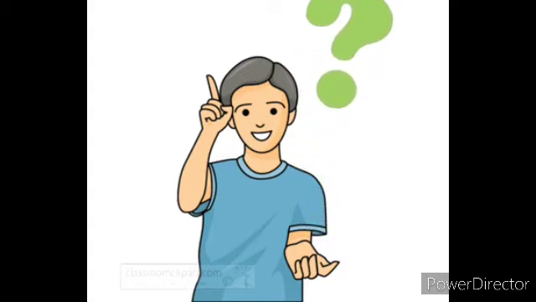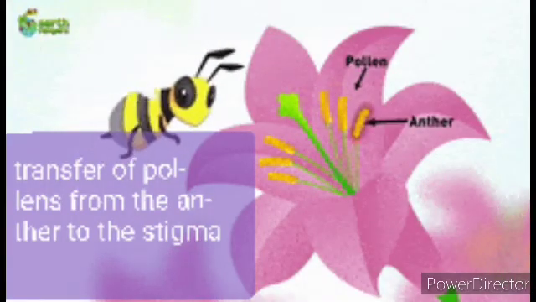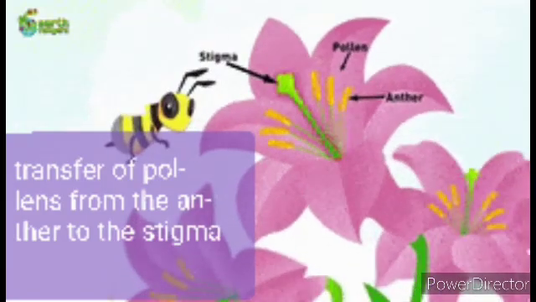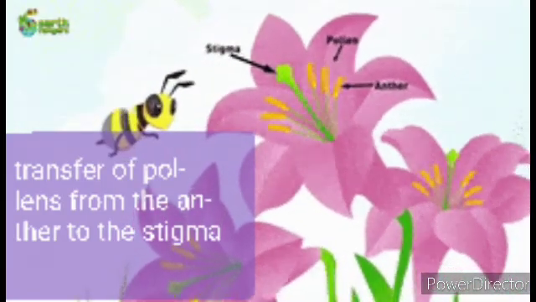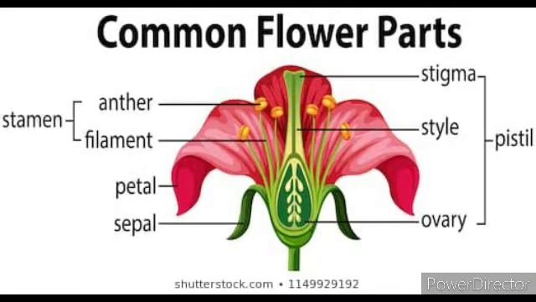Pollination has to take place for plants to produce fruit and seeds. But what is pollination? Pollination is the transfer of pollen grains from the anther to the stigma of a flower. Now let's see what happens in the pollination process. During pollination, the flower petals' bright colors and fragrant scent attract an insect.